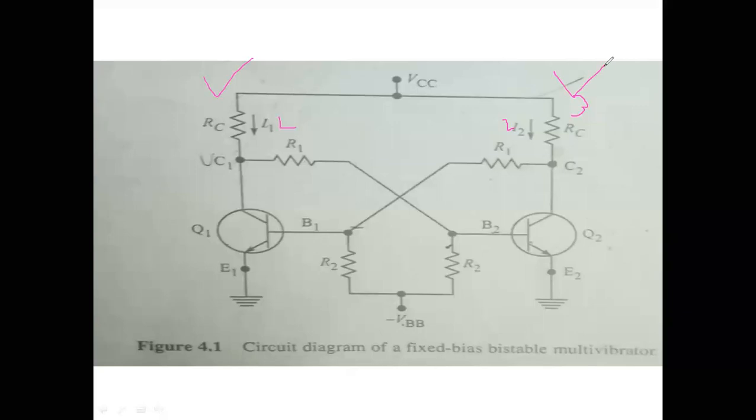For example, I have considered this side. For explanation, I have taken I1, but you can take any current. It may happen on the I1 side or the I2 side.